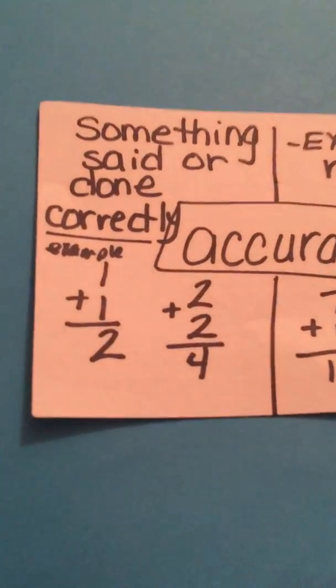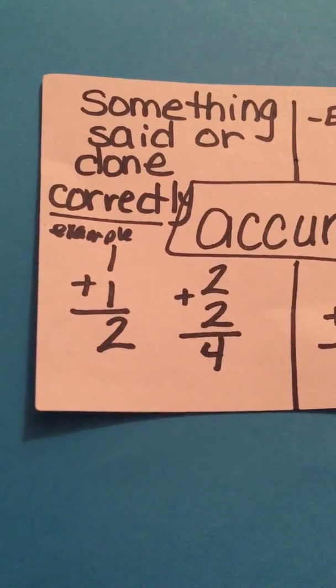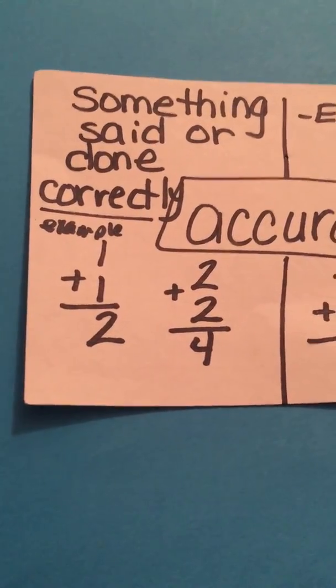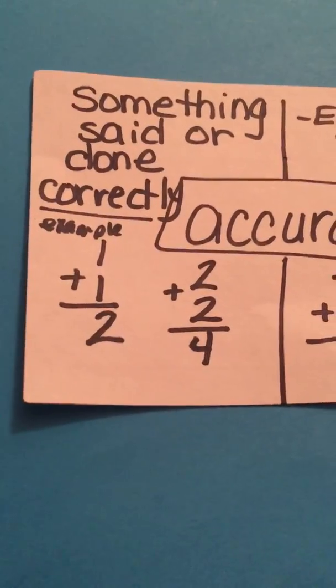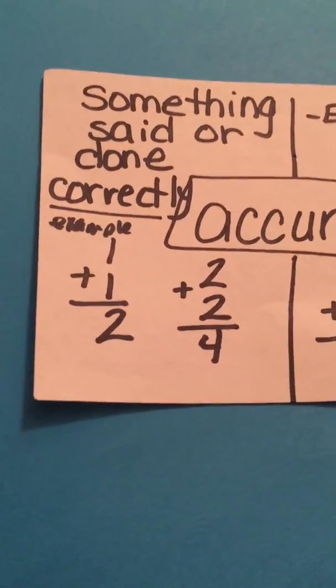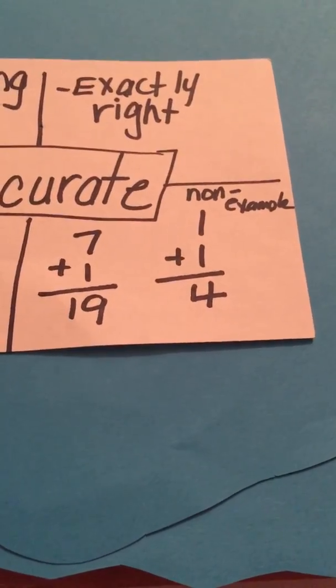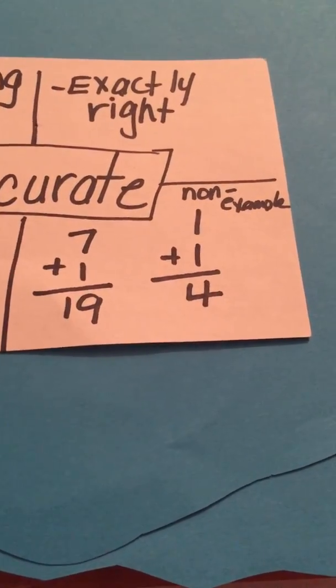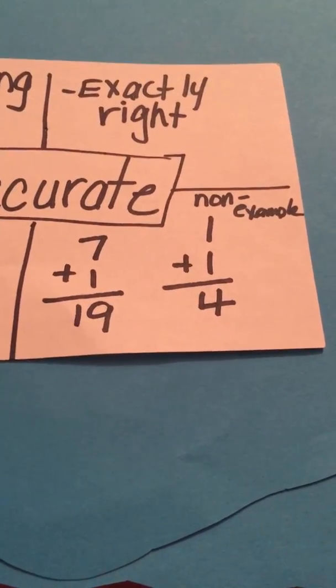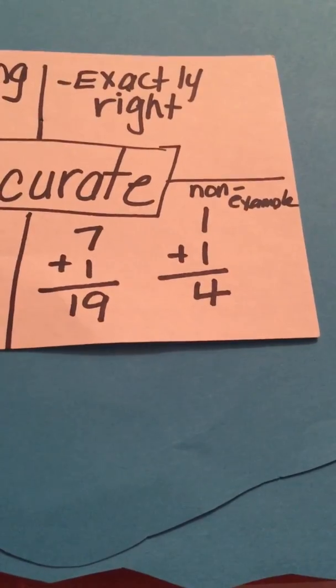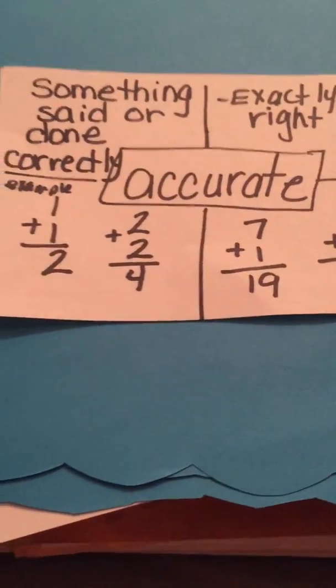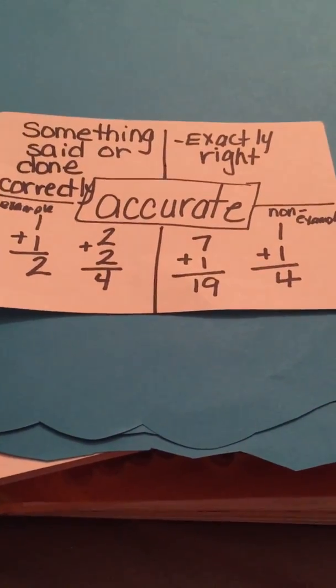Here's our example. We know that in math, when we add 1 plus 1, the answer is 2. When we add 2 plus 2, the answer is 4. Those are accurate answers. A non-example would be these. We know these answers are wrong. 7 plus 1 does not equal 19. 1 plus 1 does not equal 4. So those answers are not accurate. We're looking for things that are accurate when we say something done correctly.